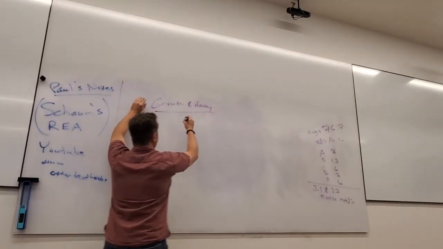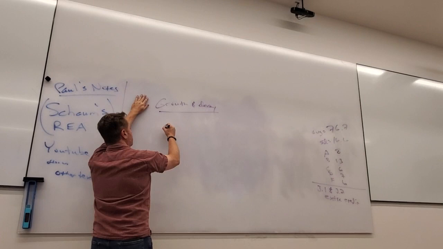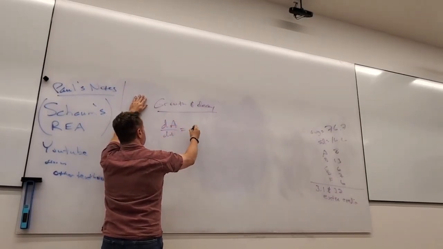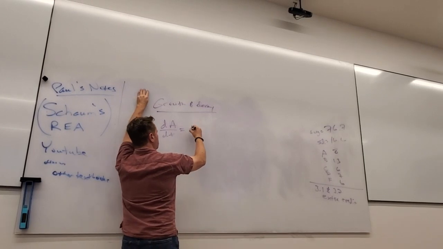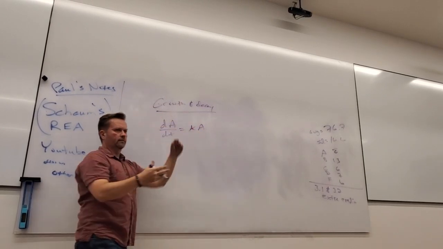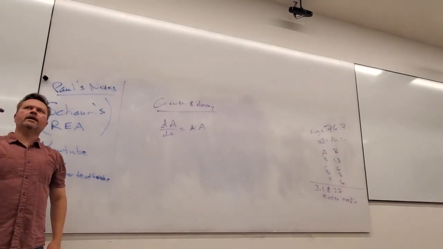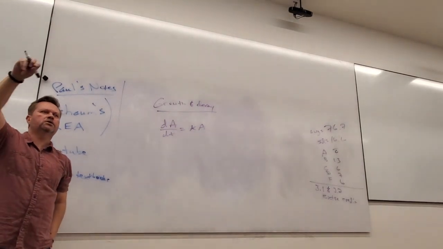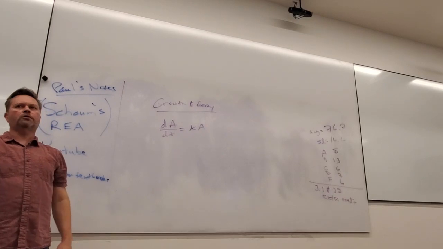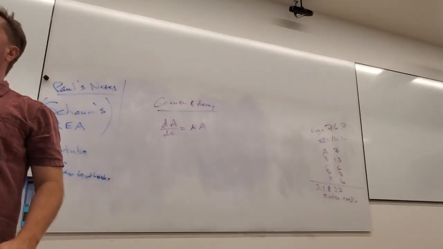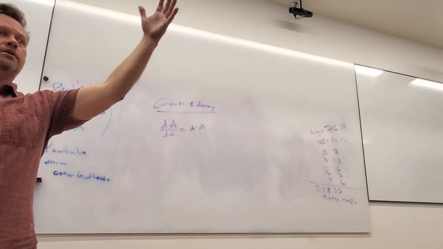So growth and decay, the basic idea of this is the rate of change of the amount of something is proportional to the amount that's there already. So just like I could create the equation of a circle by saying a circle is a collection of all the points that are equidistant from a certain point, the center. That leads to the circle equation.